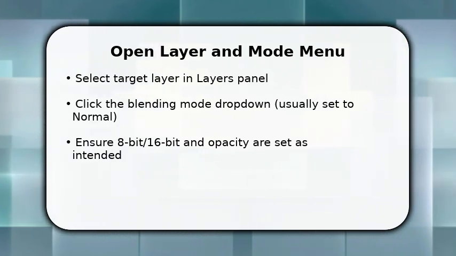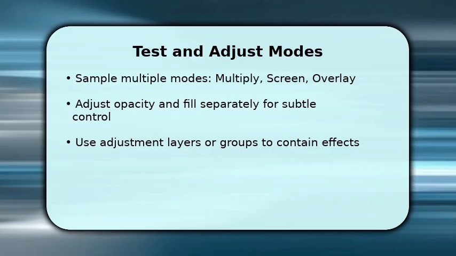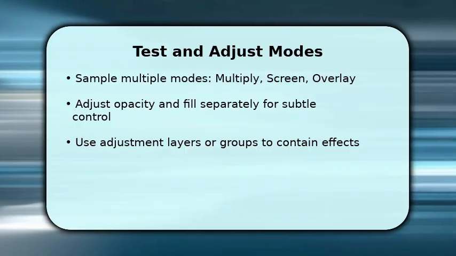Now you methodically test modes. Try multiply for darkening or screen for brightening, then overlay for contrast boost. Each behaves differently because of math applied to pixels. As you test, change opacity and fill independently. Fill can reduce blending intensity without affecting layer effects.